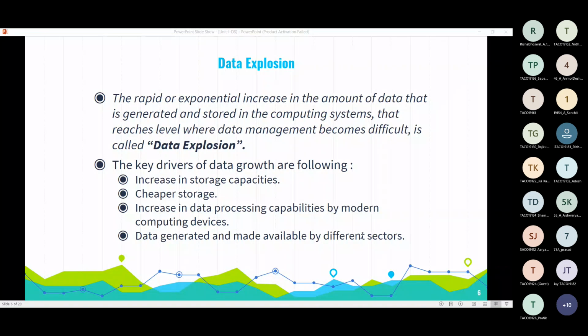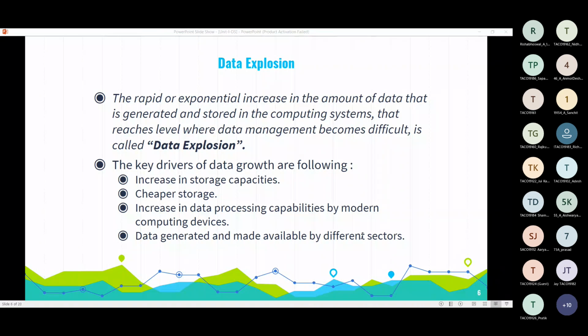Fine. So what does it say? This rapid or exponential increase in the amount of data that is generated and stored in computing systems, which reaches the level where data management becomes difficult, is called a data explosion. So currently there is a data explosion, and we need to handle this data explosion using multiple techniques.